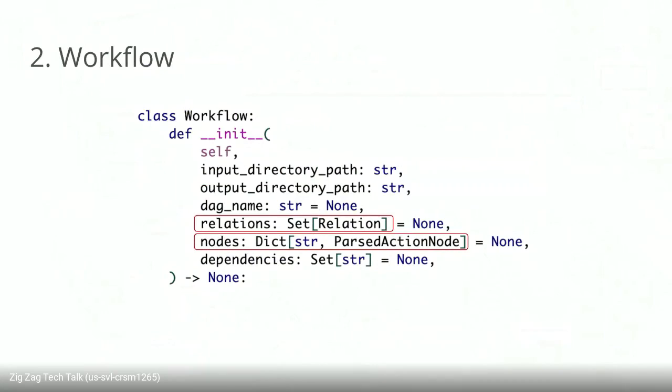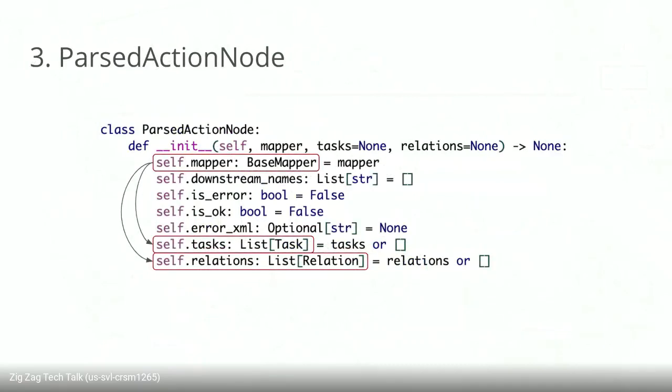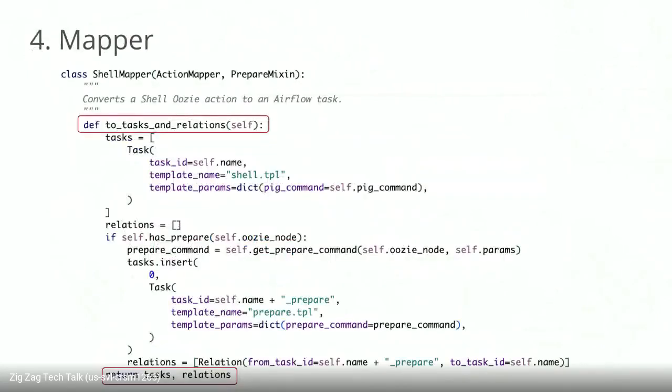First we have this workflow entity, and what's important here is that it has a set of relations and a dictionary of nodes, which are parsed. Each node has a dedicated mapper. All of them inherit from the base mapper, and the mapper will create the list of tasks and the list of relations between them. In our case, it's a shell mapper, and each mapper has this toTasks and relations method, and it returns both lists.